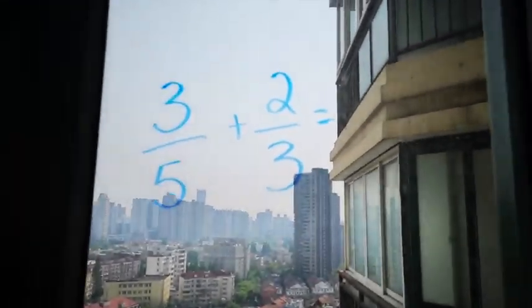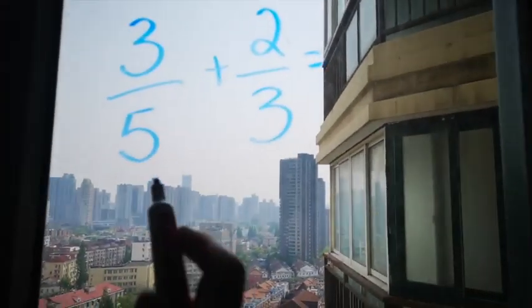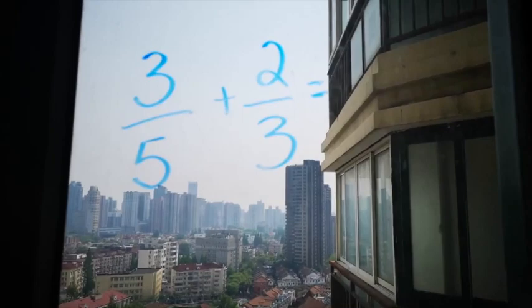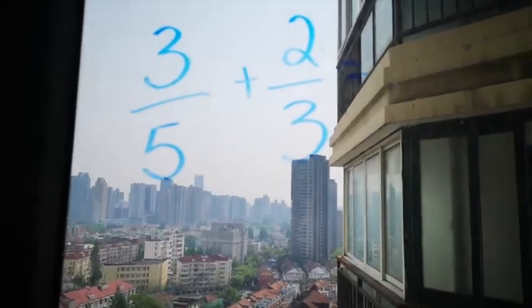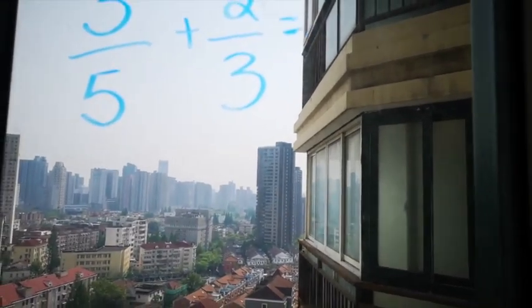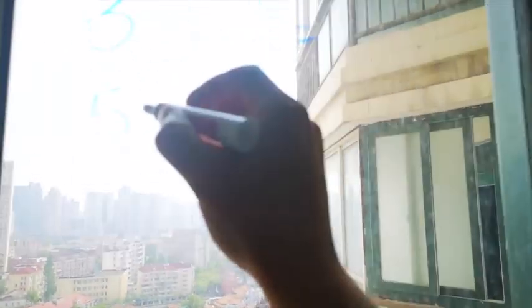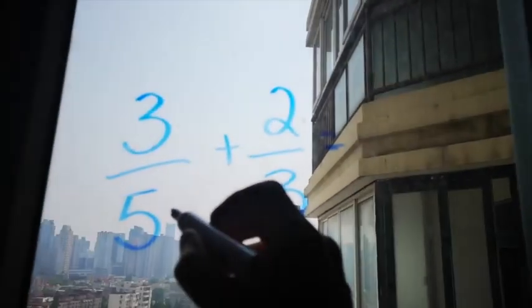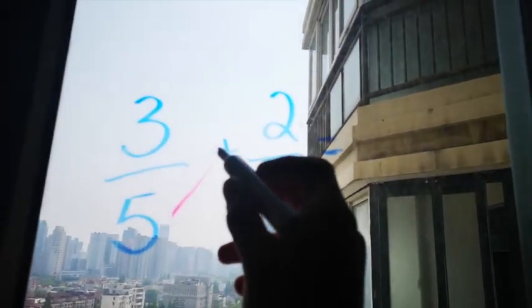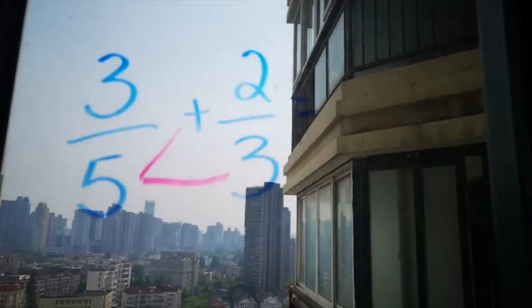So what we're going to do is we want to add 3/5 plus 2/3, but we can't add these because our denominators are not equal, like we said. So in order to make our denominators equal, what I'm going to suggest is something very simple, and it's called cross multiplying. So all you're going to do is this. You're going to take this 5 and you're going to multiply the 2 and multiply the 3 by 5.